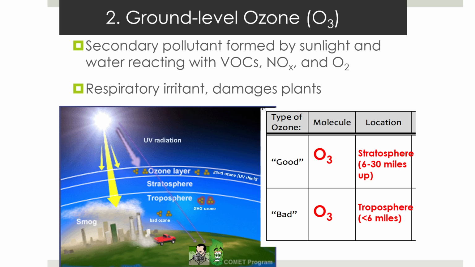It's not a primary pollutant. We'll talk about secondary versus primary, but it's a secondary, meaning that it is actually formed after one other pollutant has been released. It's formed from sunlight reacting with volatile organic compounds, also known as VOCs, nitrogen oxides, also known as NOx, and then just plain old-fashioned oxygen.